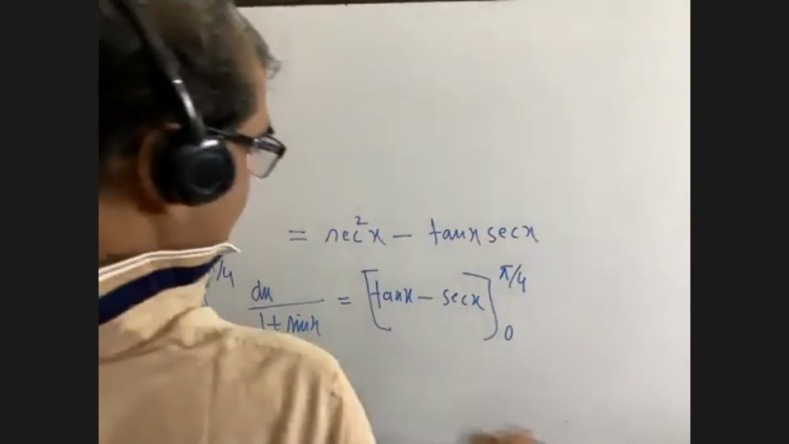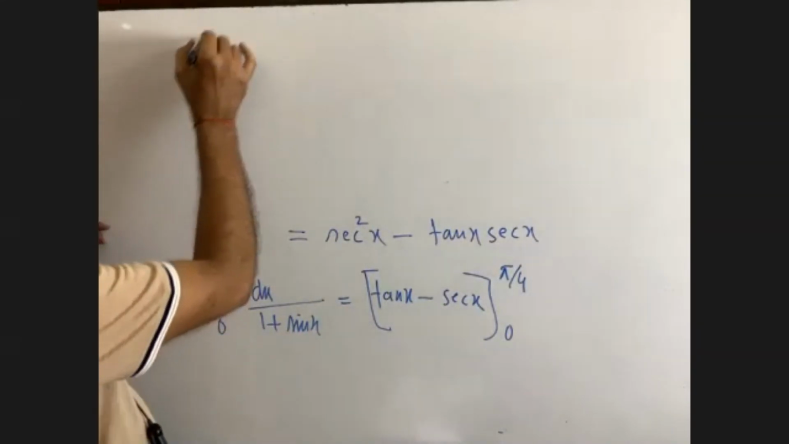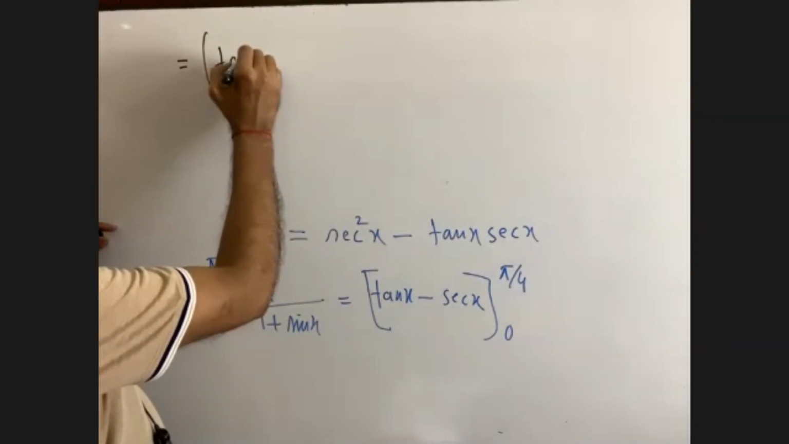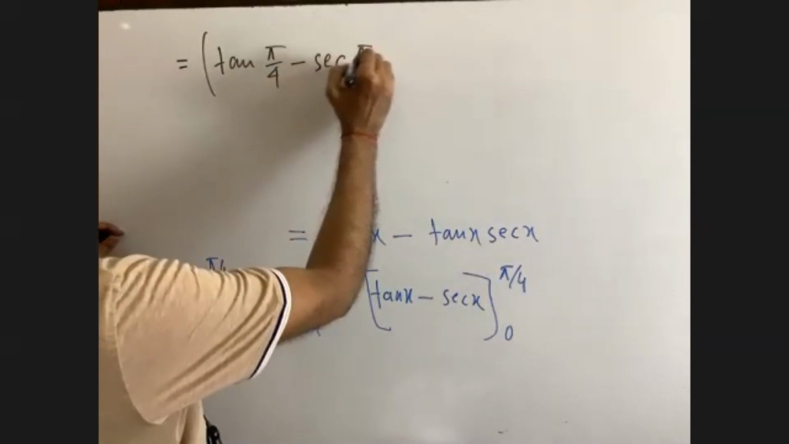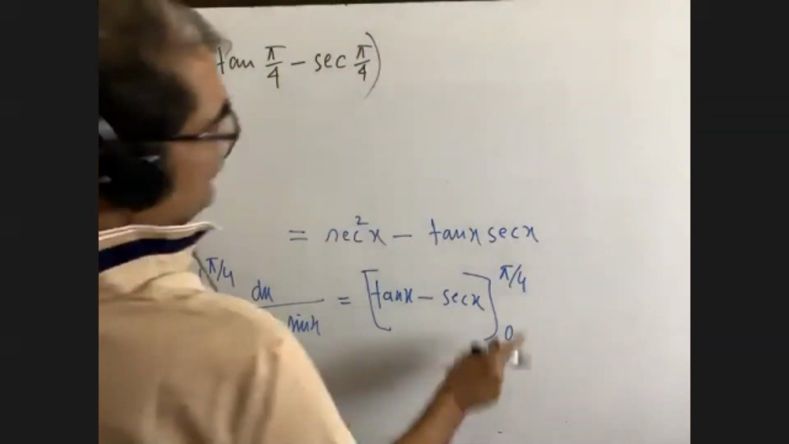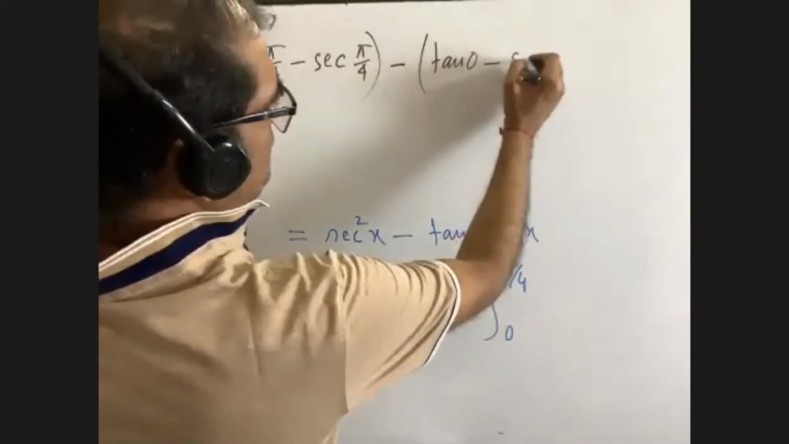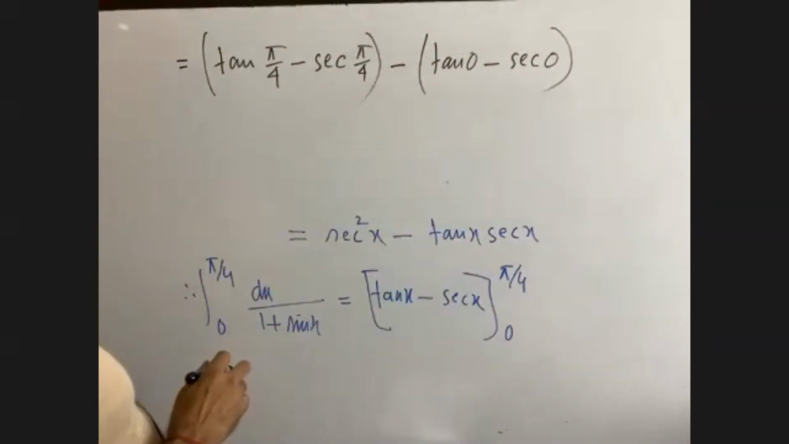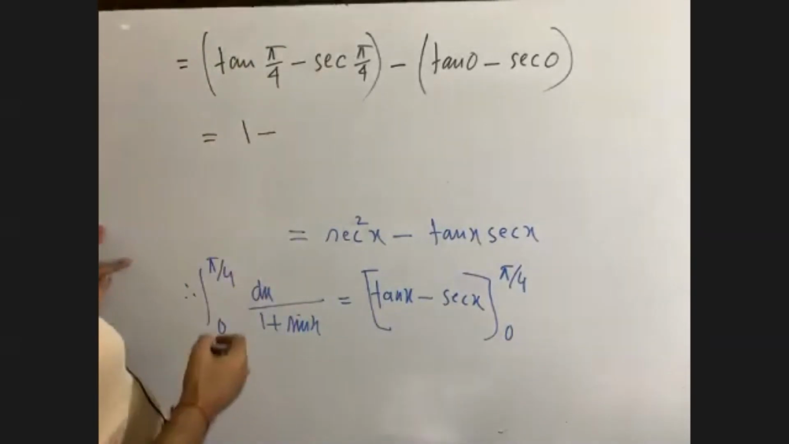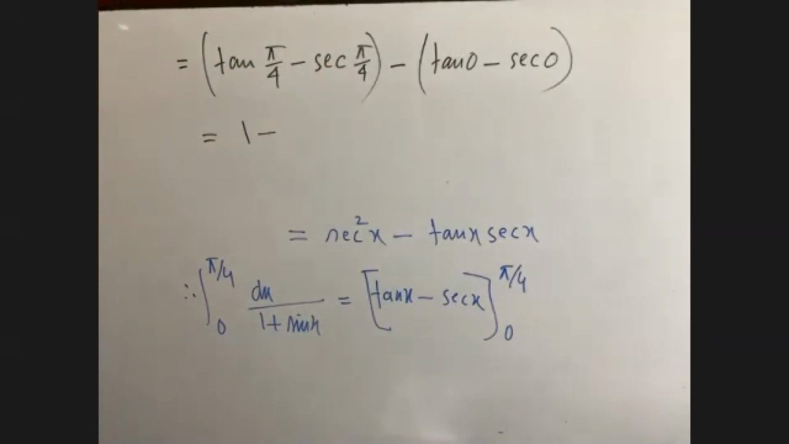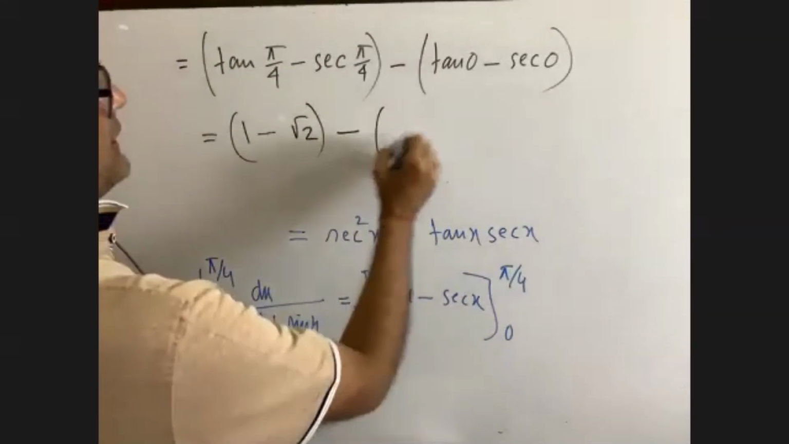Now let me know. You just start putting the value. At first, you see the first bracket, tan x is what? Pi by 4 minus sec pi by 4. Then 0 minus 0, tan 0 minus sec 0. Now let me know what is the value of tan pi by 4? It is 1. Sec pi by 4, that means cos pi by 4 is 1 by root over 2, so it is 1 minus root 2, minus tan 0, which is 0.